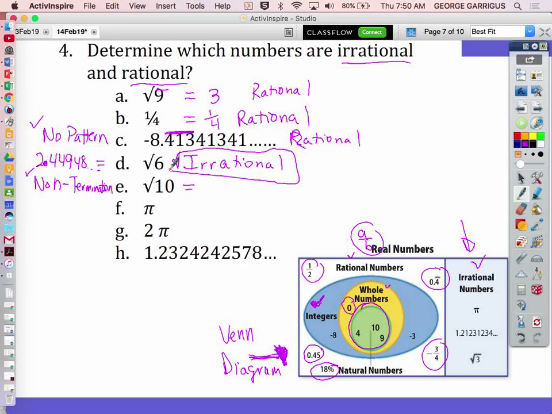So the same thing with square root of 10. I'm going to test it with my calculator. The square root of 10 equals 3.162277, and it keeps going. There's no pattern. Irrational.